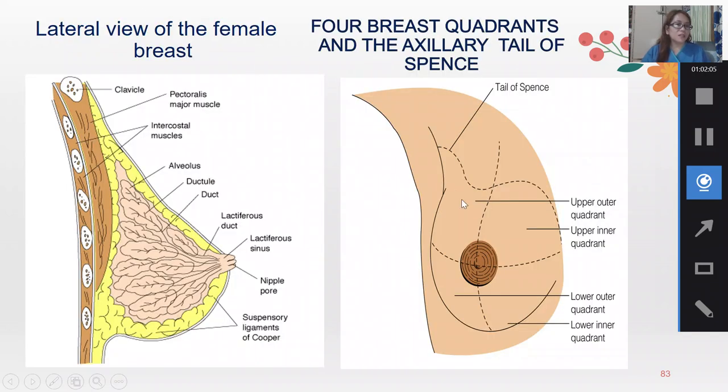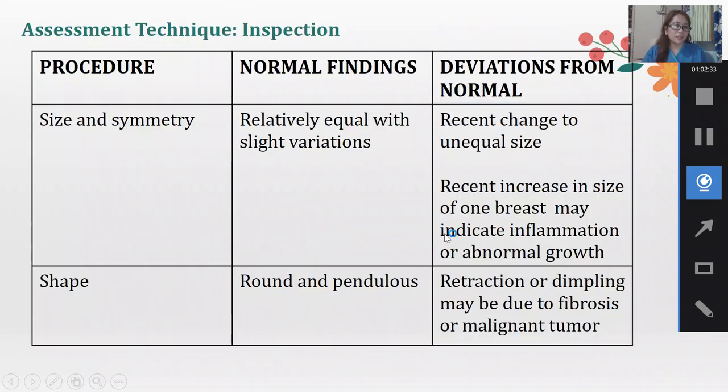So, this is the lateral view of the female breast. Okay, the four breast quadrants, the axilla, tail of Spence. Kaya, inahati na natin yan. Okay, upper outer quadrant, upper inner quadrant, lower inner quadrant, and the lower outer quadrant. That is for you to know, kapag meron kang makapa na masses, you know where it is located.